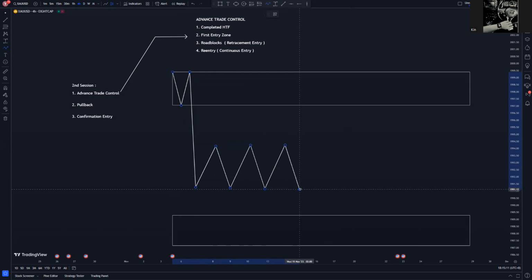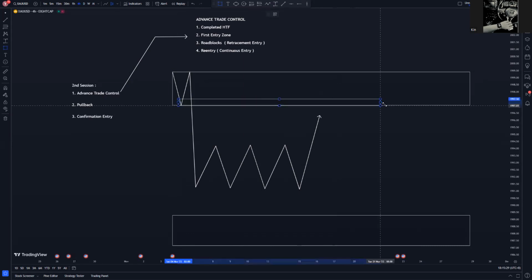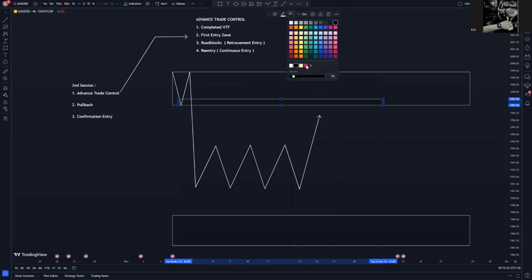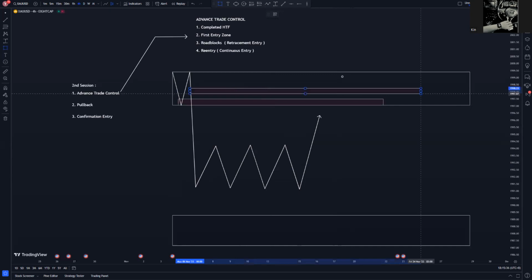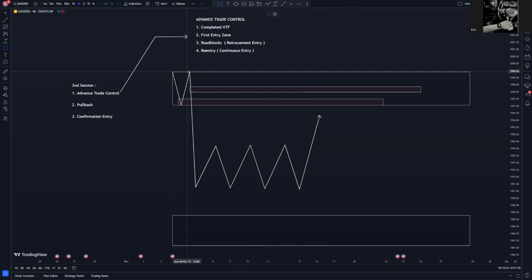Engulfing cell. So when the price made a pullback, get into the zone. Before the price gets into the zone, of course, we will have a lot of zones, which is the zone that we call our first entry zone, right? We're going to have the first entry zone somewhere around here. And then we're going to have the second one somewhere around here. The third one somewhere around here.